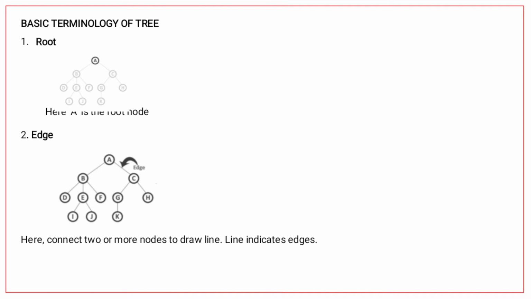The second terminology is edge. In a tree, the connecting link between any two nodes is called an edge. There will be a maximum of n minus 1 edges. See the figure. Here, two or more nodes are connected by drawn lines. The line indicates an edge.